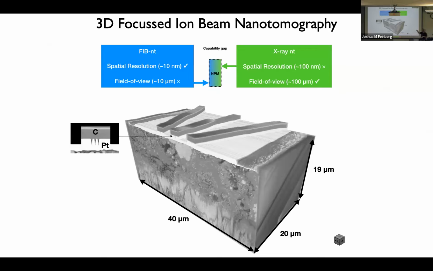For this, we're using slice and view nanotomography. Using a focused ion beam, you basically slice your way through a volume of interest. On the top here is platinum that you've deposited on the surface to protect it. Those dark bars are carbon deposited on the top to act as fiducial markers so that you can align the images. Okay, cool.